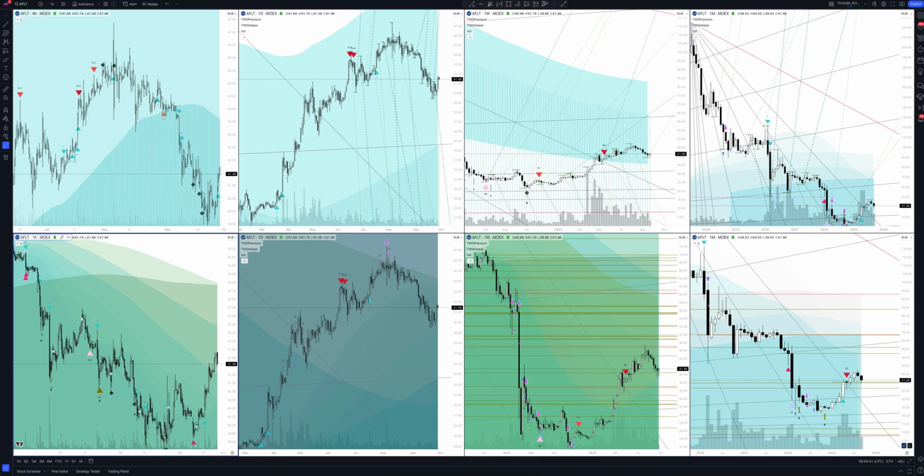Today we will take a look at Aeroflot stock. Let's analyze the market situation and find out how you can make money on it. Let's start.